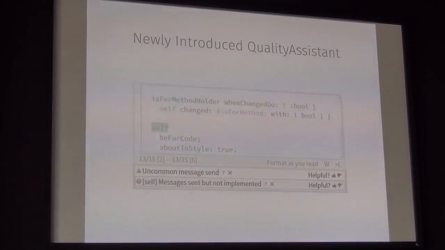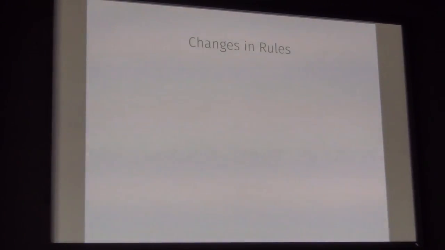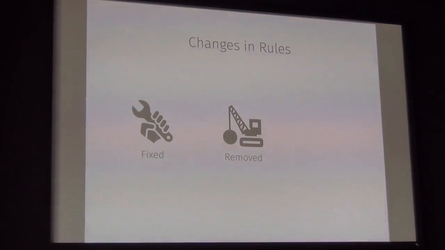And what happened is that, well, you know that if you want to make some changes in Pharo, you open an issue entry on bug tracker. So we checked the number of issues for small int, and for Pharo 5, the number of issues was the same as for Pharo 4 and Pharo 3 together. And for Pharo 6, it's still low because Pharo 6 has just started, it's in development. So what were these issues about? They were a lot about changes in the rules. And there were three kinds of changes. Either some rules were fixed, or rules were removed from the system completely, or new rules were added. And I want to cover each of these cases.